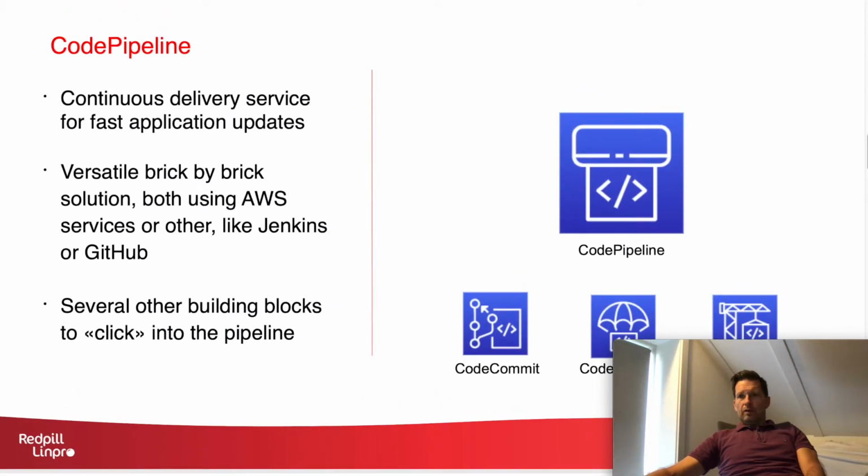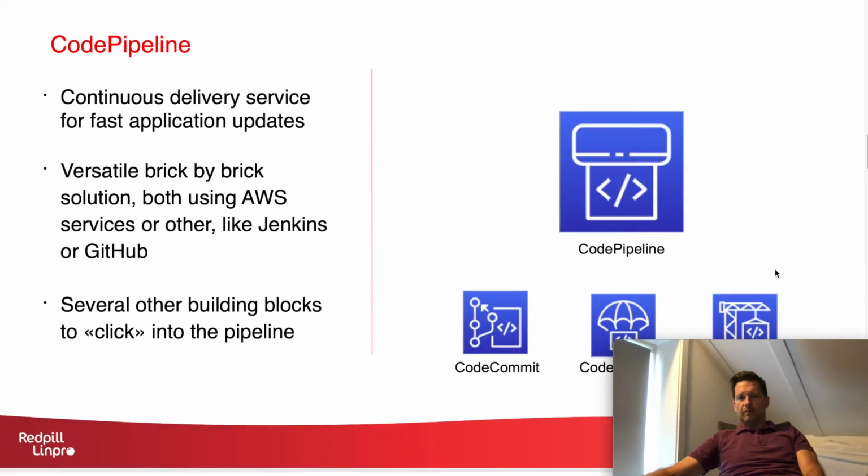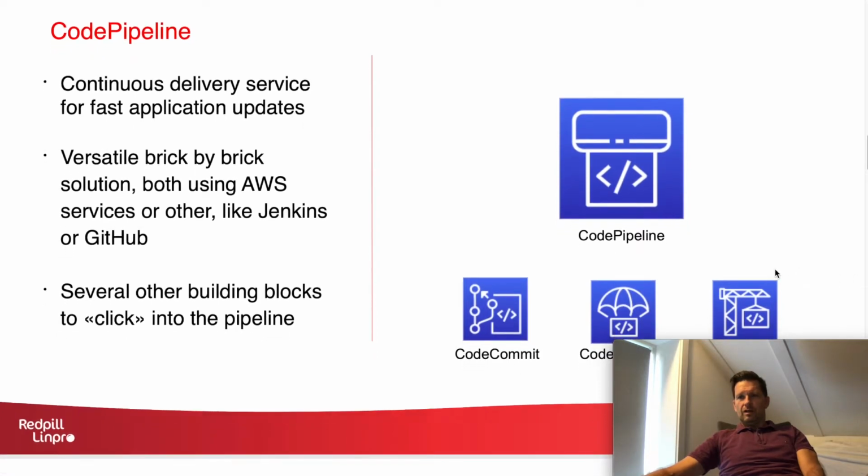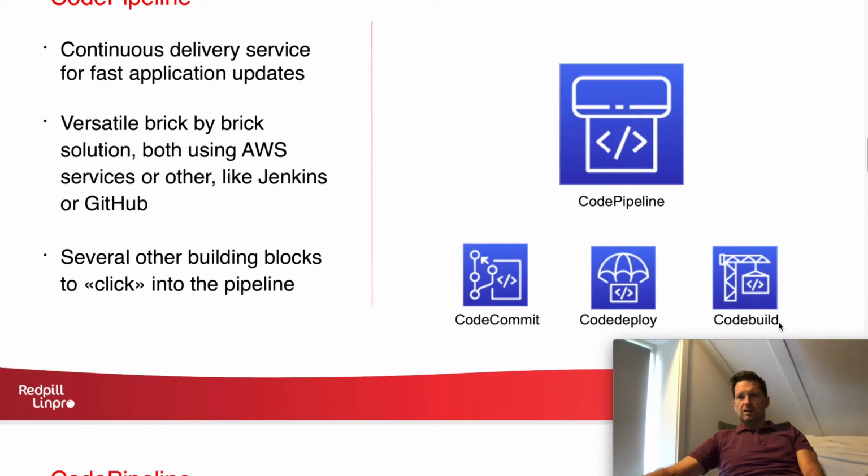So CodePipeline, what is it really? It's a continuous delivery service for fast application updates. It's a versatile brick-by-brick solution, using both AWS services and others, like Jenkins or GitHub. There are also several other building blocks to click into the pipeline. And the service mentioned here is often referred to as the CodePipeline stack.